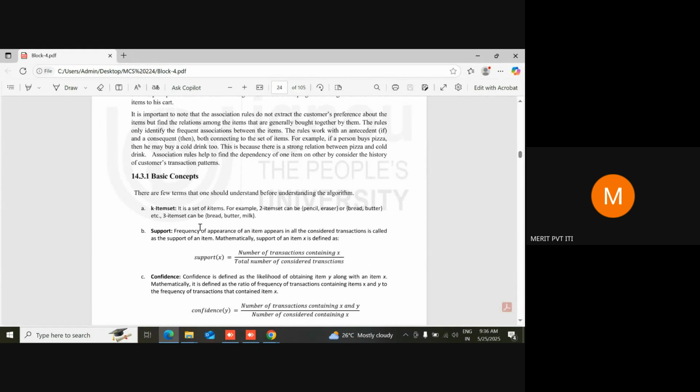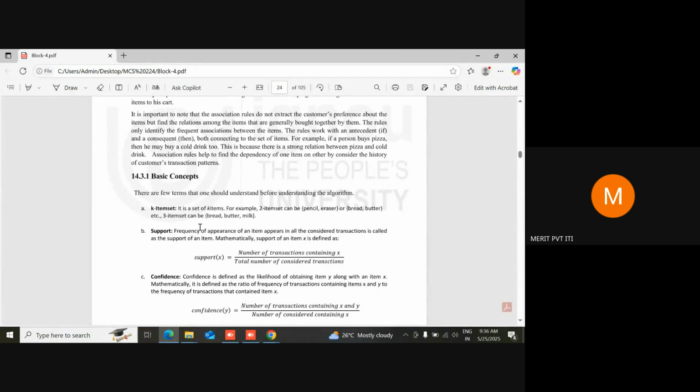For example, a 2-item set can be pencil and eraser, or bread and butter. A 3-item set can be bread, butter and milk. So these are the types of item sets, K-item sets. Support: the frequency of appearance of an item in all considered transactions is called the support. Support of X is the number of transactions containing X divided by the total number of considered transactions.